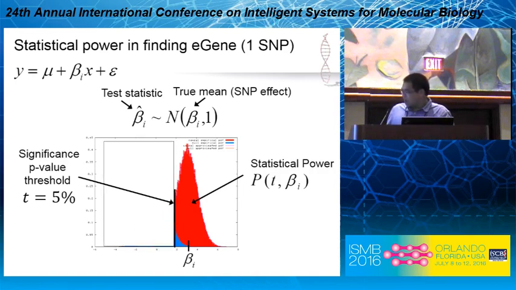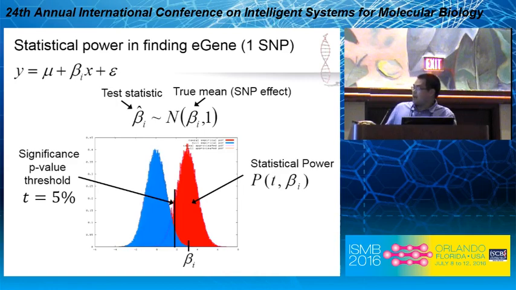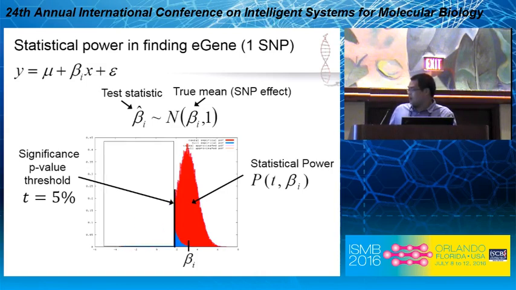So the blue curve is the distribution of beta hat when the true mean is 0, so the mean here is 0. And the red curve is the distribution of beta hat when the true mean is not 0. Statistical power is the area under this red curve which is on the right side of t. I'm using the function p as statistical power.